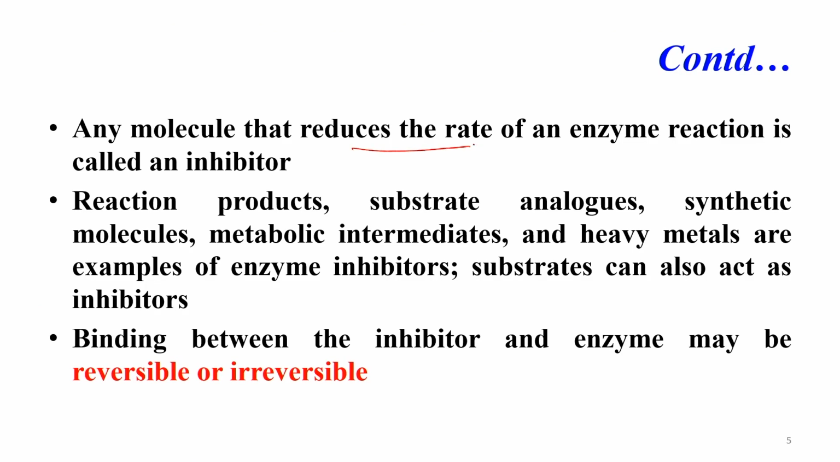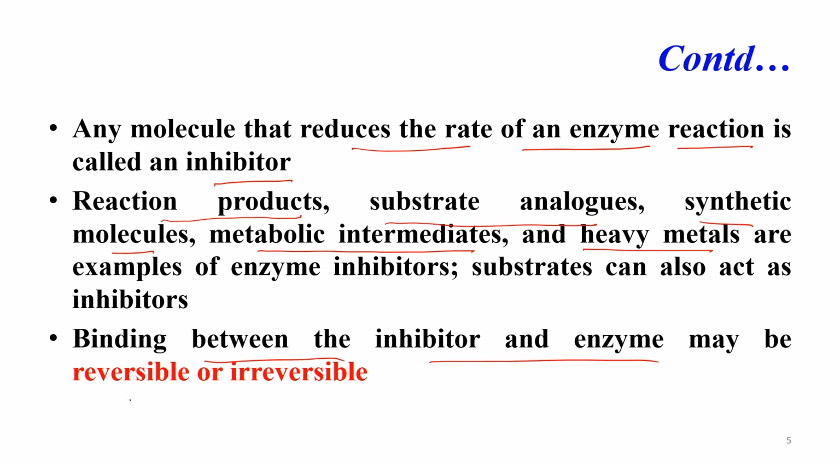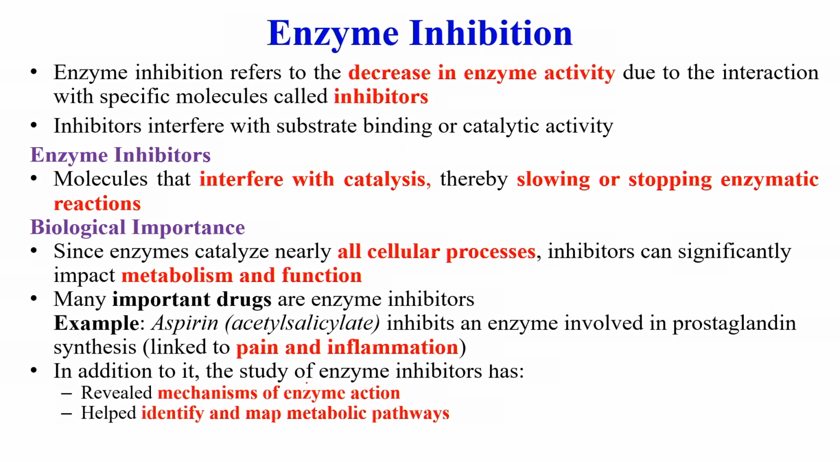Now we can define what an inhibitor is. Any molecule that reduces the rate of an enzyme reaction is called an inhibitor. It may be your reaction product, a substrate analog, any synthetic molecule, a metabolic intermediate, or even heavy metals. These are a few examples of enzyme inhibitors. As I told initially, the binding between inhibitor and enzyme may be reversible or irreversible, so we call it reversible inhibition and irreversible inhibition.